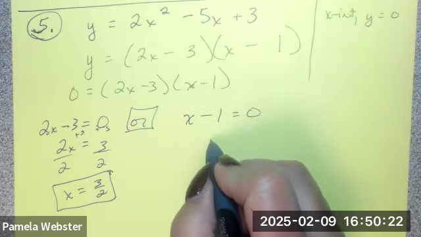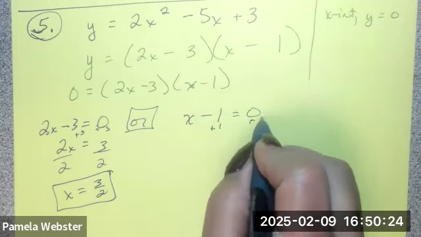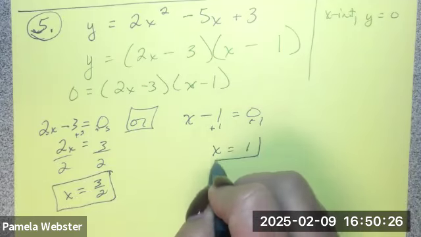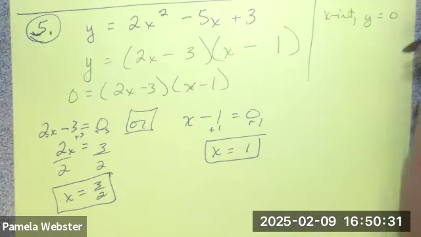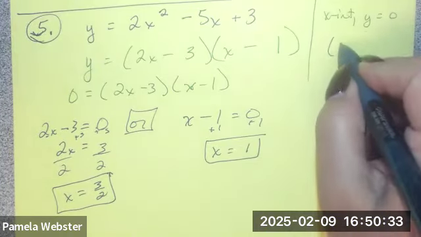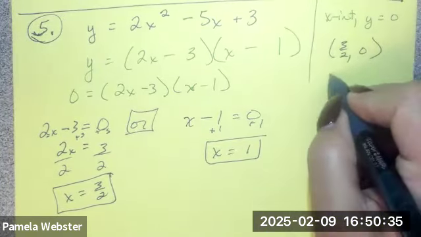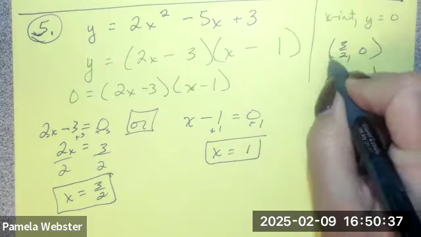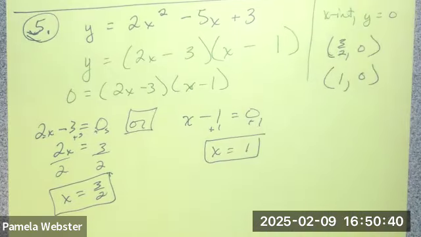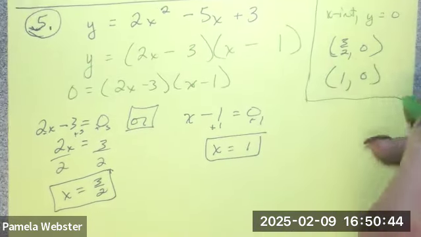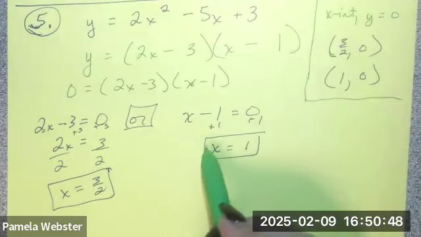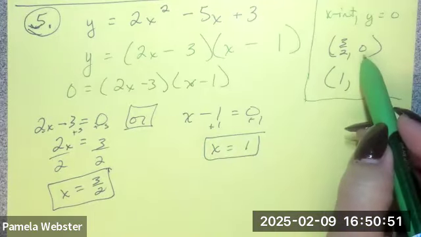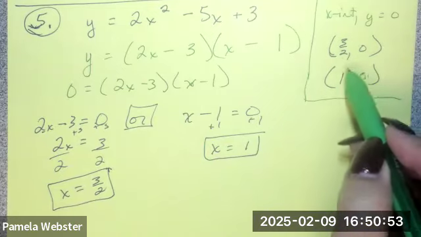Okay. This one has a minus, so I'm going to add 1 to both sides. x equals a positive 1. So these are my x-intercepts where I plugged in y equals 0. Remember, that's the point 3/2 and 0 and the point 1 and 0. I made an issue out of it when we were dealing with this information. You need to either give me x equals like this, or tell me the coordinate pair. Give it to me as a point.